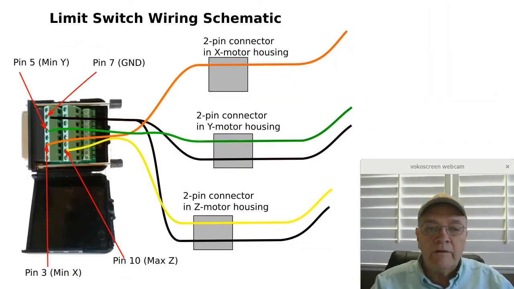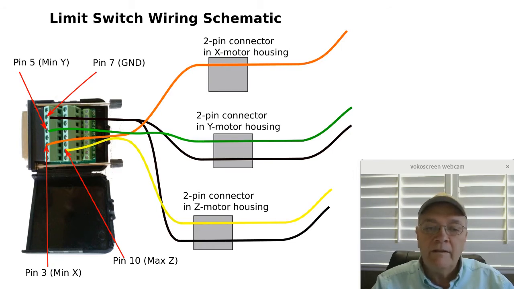Limit switch wires are accessible inside the motor housing on the 2-pin connector. The connections for each axis are slightly different. Connect the yellow wire on the 2-pin connector at the Z motor to pin 10, max Z, on the DB25 connector. Connect the black wire on the 2-pin connector at the Z motor to pin 7, ground, on the DB25 connector.